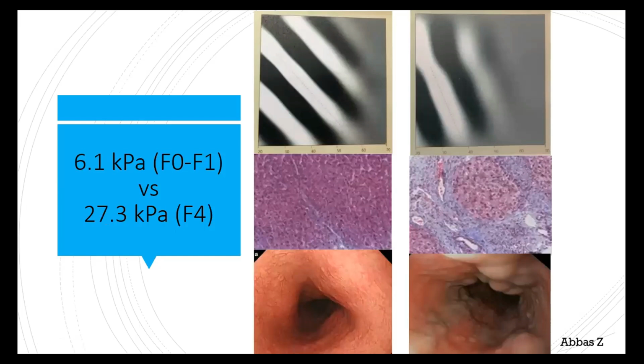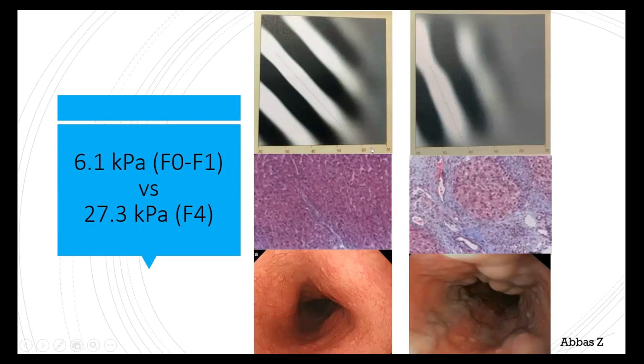So here is an example of my patient. Here you can see the patient who has no fibrosis, a very mild fibrosis, and we did the FibroScan. This was 6.1 kilopascal, and there was hardly any fibrosis. There were no varices.